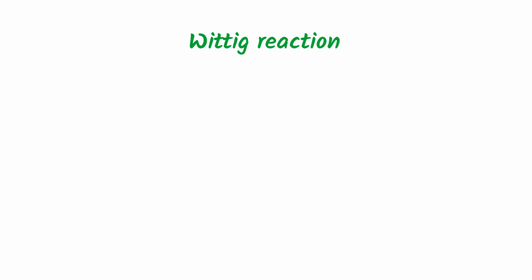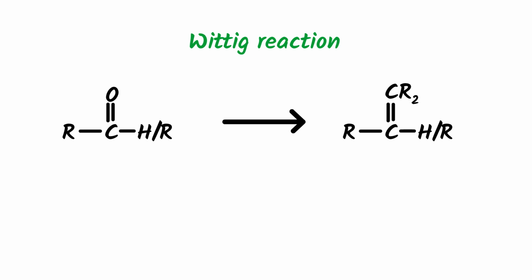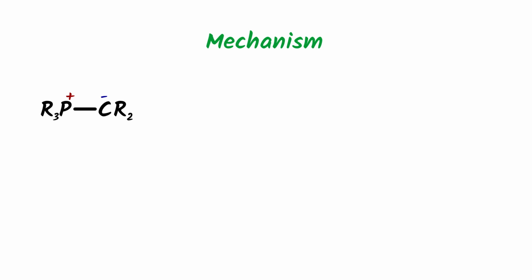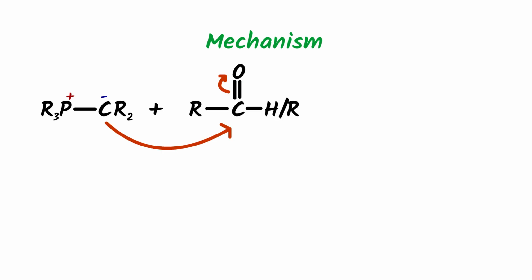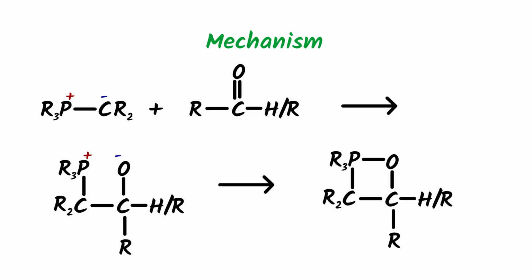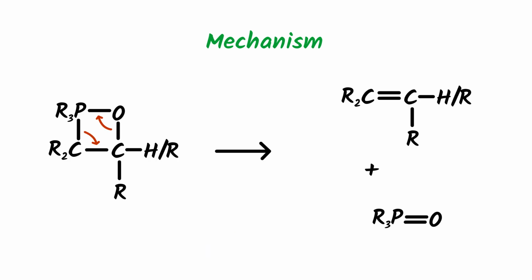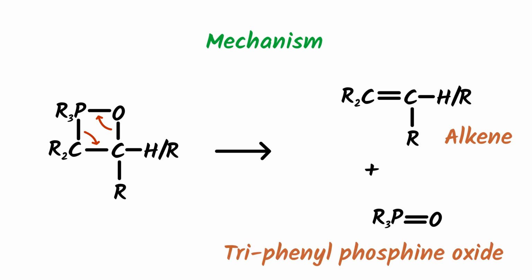The Wittig reaction is a useful method for converting an aldehyde or ketone into an alkene. In simple terms, it replaces a carbon-oxygen double bond with a carbon-carbon double bond. The reaction uses a phosphonium ylide, which acts as a carbon nucleophile. It attacks the carbonyl carbon to form a four-membered intermediate called oxaphosphetane. This intermediate then breaks apart to give an alkene and triphenylphosphine oxide.